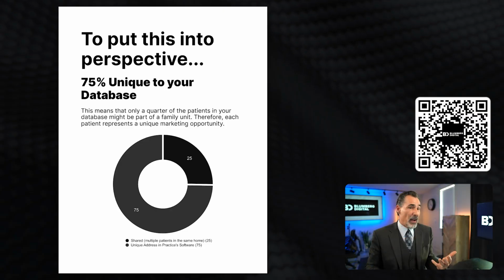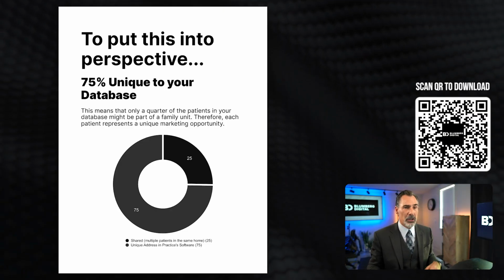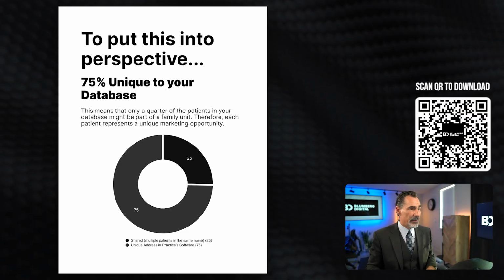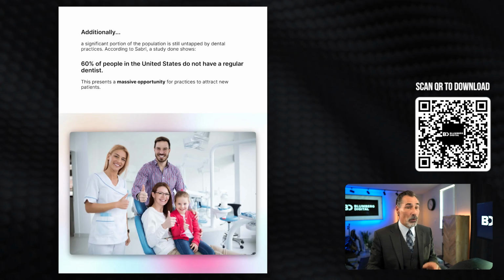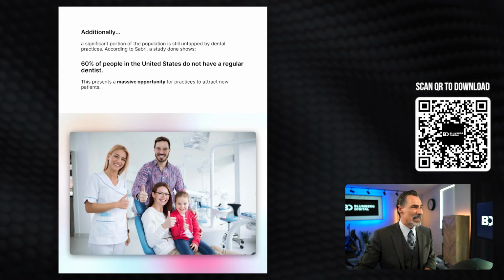The average household has 3 people in it. You have 1 person of that household. I need a thumbs up that you understand that. You have 1 of probably 3 people. Thumbs up if you understand that. Okay, good. So 25% of the people in your database have a shared address. 75% don't. Now, watch this statistic.